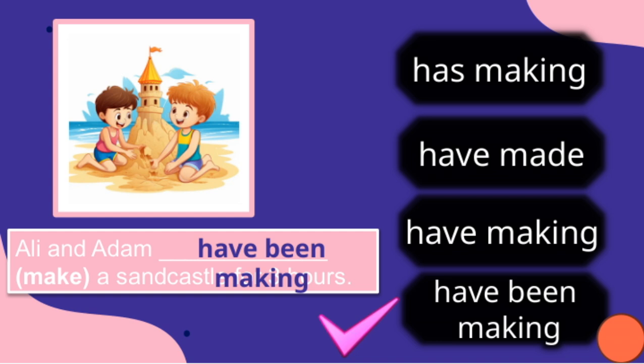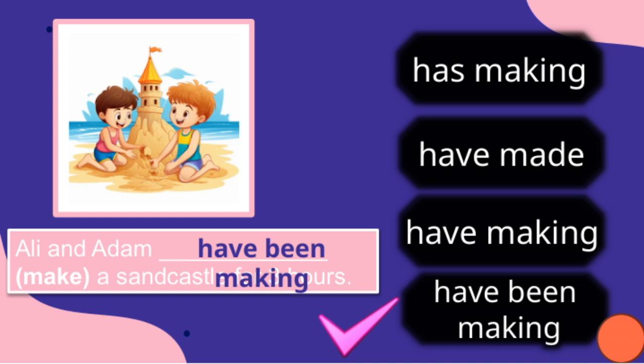And have finished shows that they completed the task. Understanding these different forms helps us describe actions at various stages, whether they're ongoing, completed, or recently finished. In this case, since they've been working for 3 hours, have been making is the correct choice to highlight the ongoing effort.